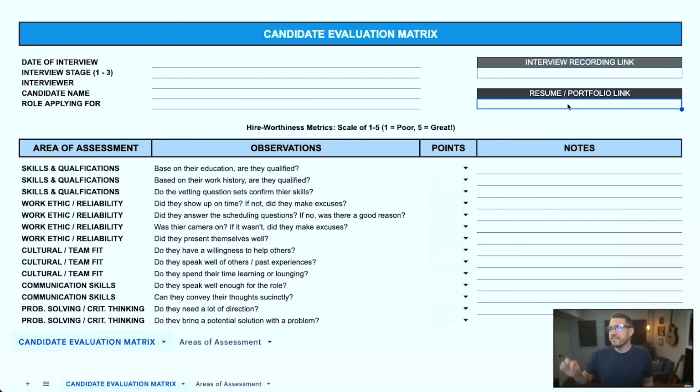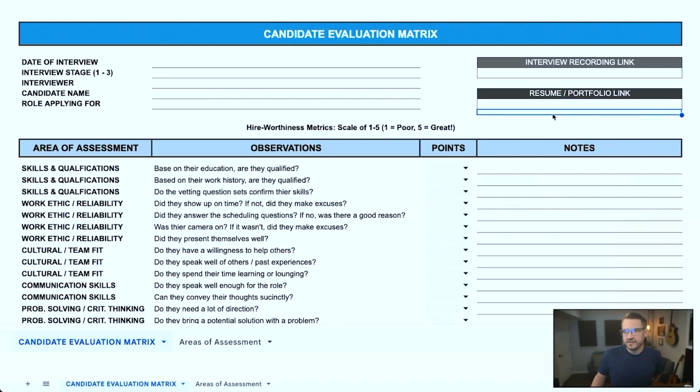In addition, we have a resume or portfolio link. Now, I want to draw a distinction just in case you weren't aware. Portfolio, that's for more of a creative role. If we're hiring an instructional designer, a graphic designer, or a video editor or something like that to show a reel or showcase that, we also want to see their resume. So really, we would just put it down in the other space down here.